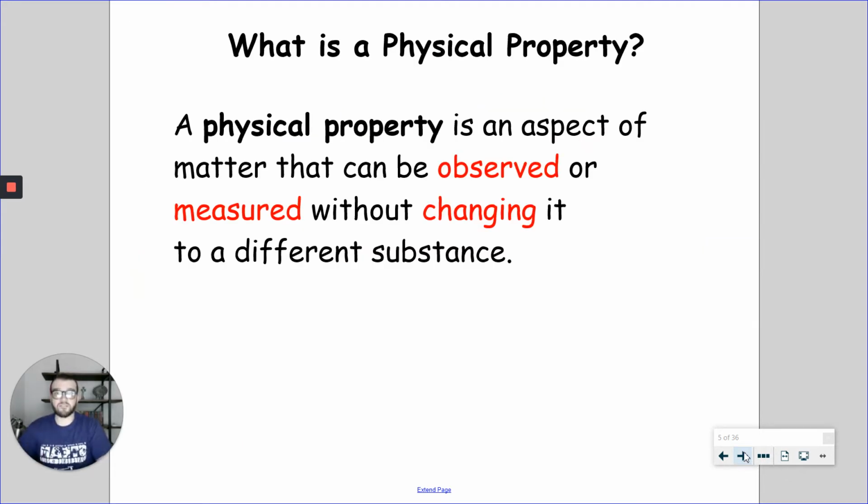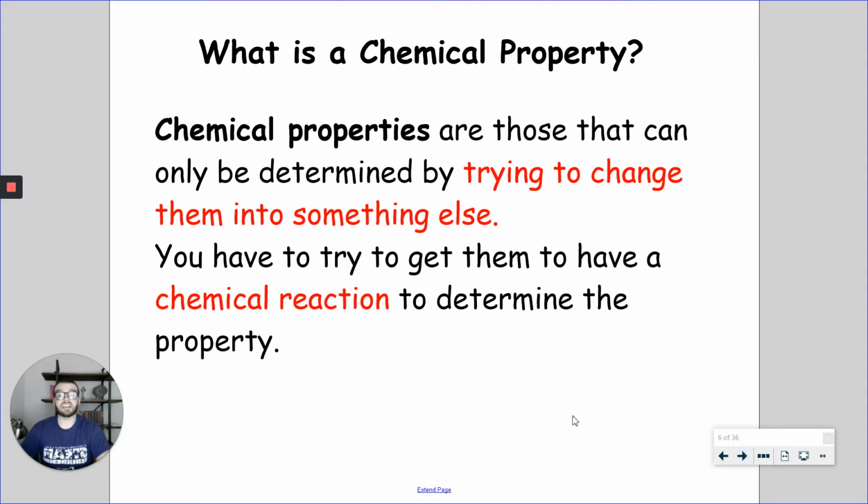Okay, what is a physical property? A physical property is an aspect of matter that can be observed or measured without changing it to a different substance. So, physical property, the thing is still continuing to have the same identity. That's the big thing. Okay?